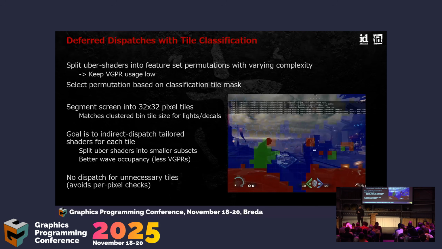So the idea in this optimization is to run a different tailor-made shader permutation for a specific set of shader features. Our approach is to chop the screen into, again, tiles, 32 by 32 pixel tiles, in order to dispatch different shaders for each tile. And note that the tile size actually matches our clustered bin size. So this way, we can easily check if a tile is touched by at least one decal or a shadow casting spotlight or something like that. So this resolves into a simple scalar lookup.